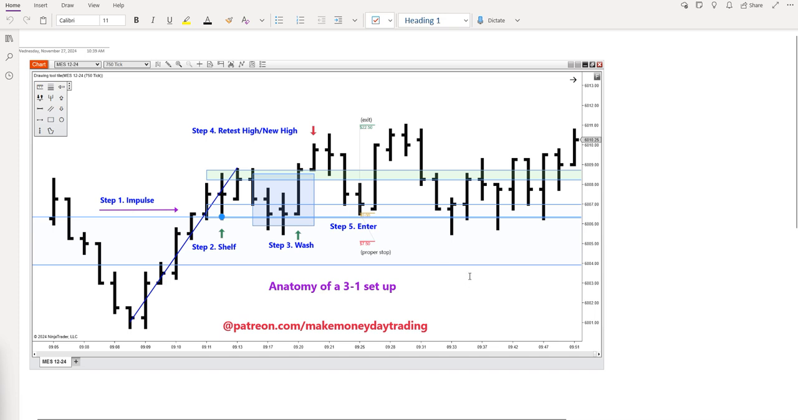Every variation is a little different, but that's the basic setup we're looking for. Impulse leg, shelf, wash, retest, enter. Okay, good. Got it? Great.